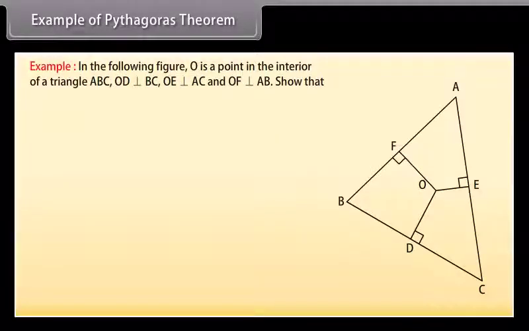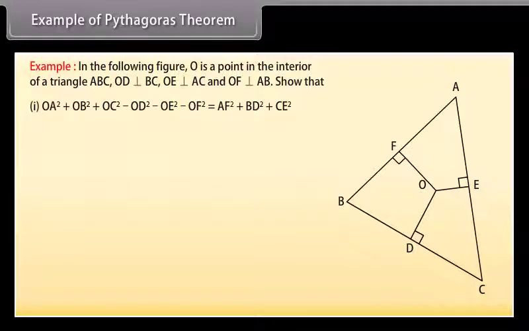Example of Pythagoras' theorem. In the following figure, O is a point in the interior of a triangle ABC. OD is perpendicular to BC, OE is perpendicular to AC, and OF is perpendicular to AB. Show that 1. OA square plus OB square plus OC square minus OD square minus OE square minus OF square equals AF square plus BD square plus CE square. 2. AF square plus BD square plus CE square equals AE square plus CD square plus BF square.